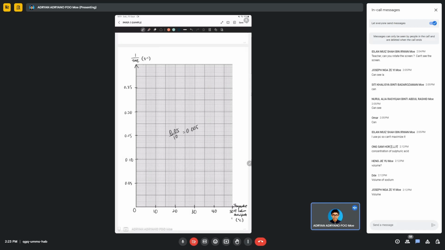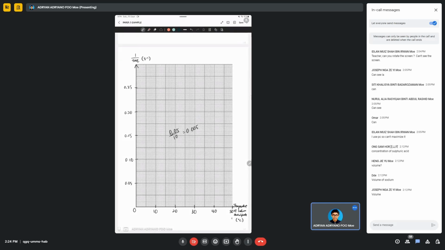Alright, so 0.005, then 35 degrees is 0.105, 0.11. Okay, so here I am estimating, but when you get the real graph paper you must follow the exact one, you know. You cannot estimate, but here because I cannot see clearly, I estimate. 0.105, 0.11, okay, so around here.